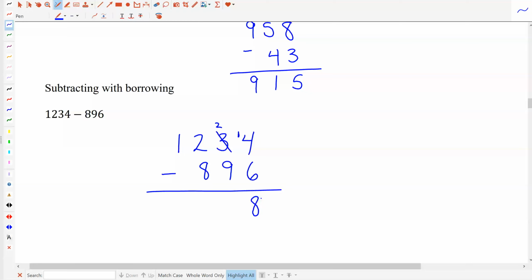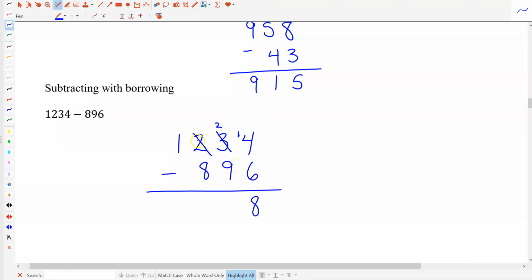Now you're going to see we're actually going to have quite a few borrowing in this problem, because now if I move to my next column, if I have 2 tens and I want to take away 9 tens, well, again, I'm going to want to take away more than what I have. So we are going to borrow from the next column.